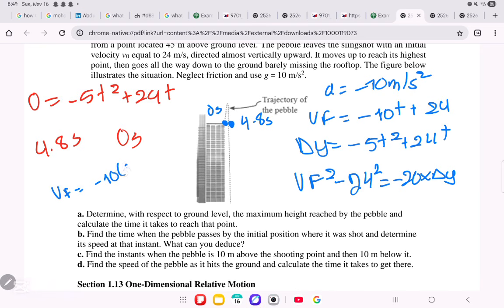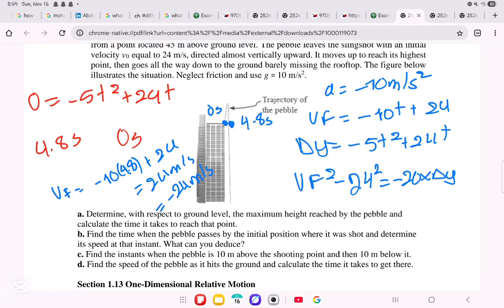If I substituted 4.8 instead, so minus 10 times 4.8 plus 24, I would get minus 24 meters per second. So it's the same magnitude of velocity, but it's going in opposite directions. One's going upwards, the other one is going downwards. Okay, that's it for part B.